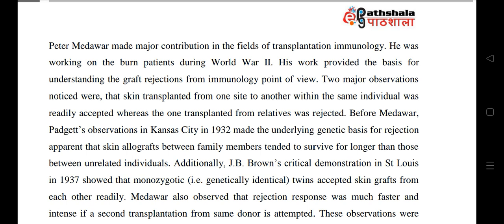Two major observations were noticed: skin transplanted from one side to another within the same individual was readily accepted, whereas skin transplanted from relatives was rejected. Before Medawar, Padgett's observation in Kansas City in 1932 made the underlying genetic basis for rejection apparent: skin allografts between family members tended to survive longer than those between unrelated individuals. Additionally, J.B. Brown's critical demonstration in St. Louis in 1937 showed that monozygotic, genetically identical twins accepted skin grafts from each other readily.